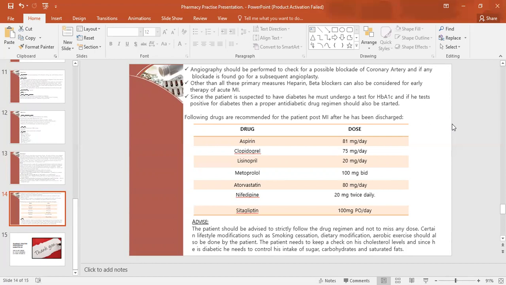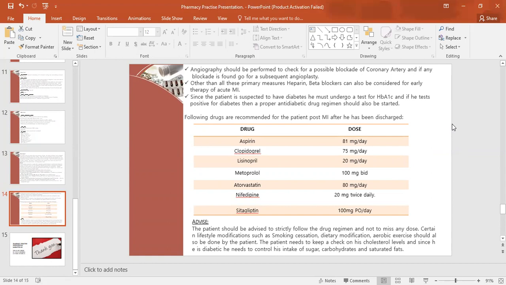If he tests positive for diabetes, then a proper antidiabetic drug regimen should be started. So following are the drugs that I would recommend to the patient post-myocardial infarction after he has been discharged. Aspirin, the dose of 81 milligrams per day, clopidogrel in the dose of 75 milligrams per day, lisinopril 20 milligrams per day, metoprolol 100 milligrams twice a day, atorvastatin 80 milligrams per day, nifedipine 20 milligrams twice daily, sitagliptin 100 milligrams orally per day only if the patient is found to be diabetic.